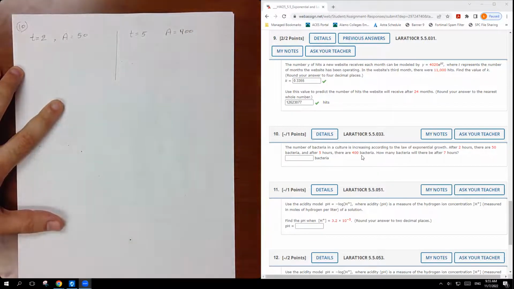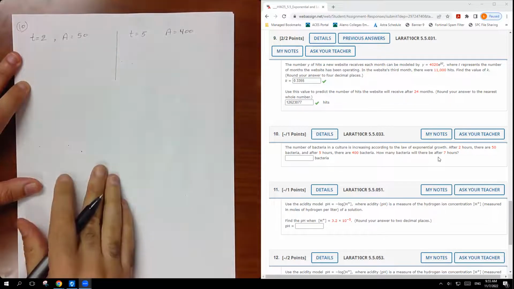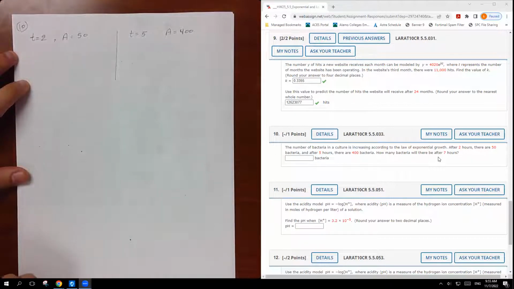Now we need to find how many bacteria there will be after 7 hours. So for the first part, I have only this information, and I can't use the 7 hours because I need to find how many bacteria is going to be after 7 hours.